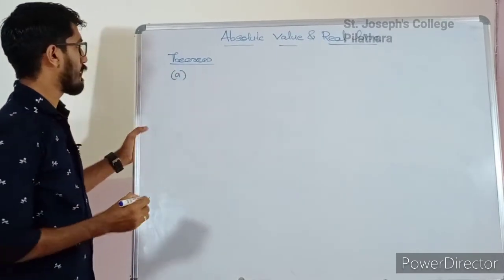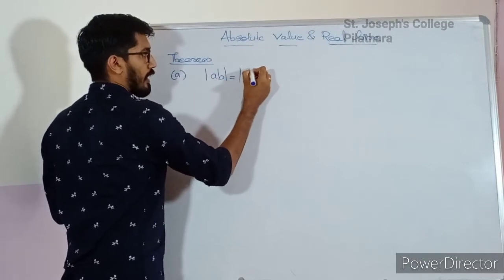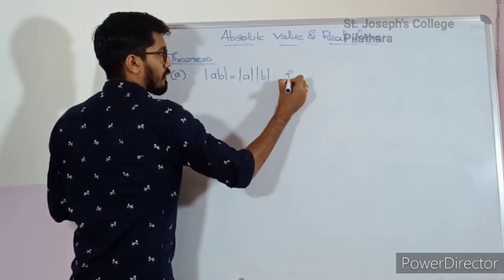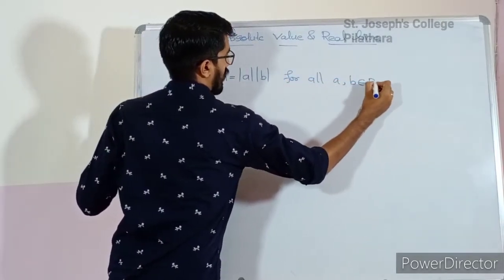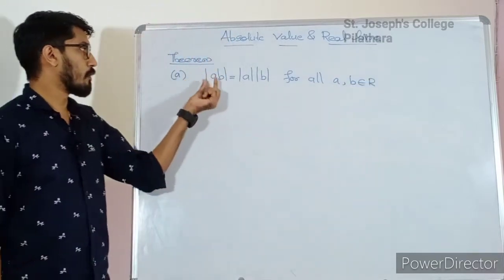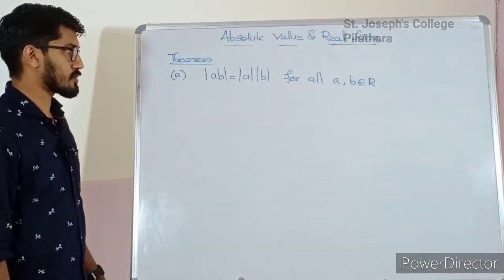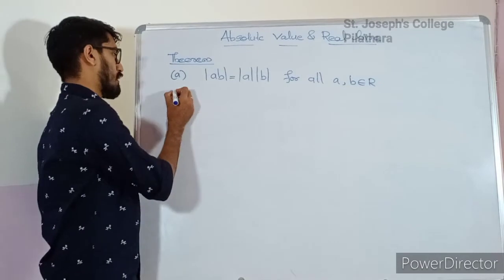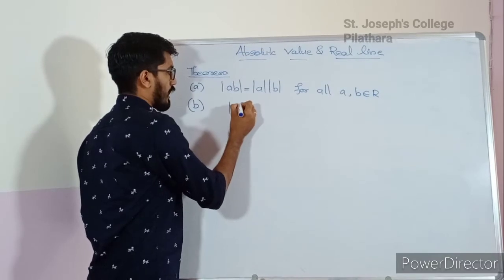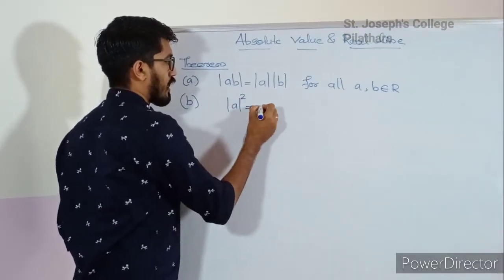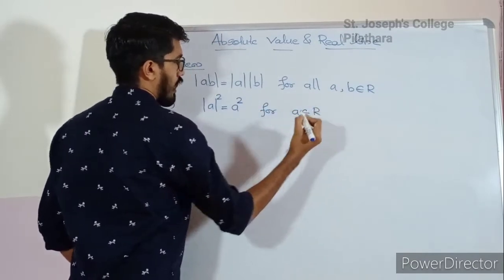A: modulus of AB is equal to mod A into mod B for all A, B belongs to R. First statement, modulus of AB is equal to mod A into mod B for all A, B belongs to R. Second one, B: modulus of A the whole square is equal to A square for all A belongs to R.